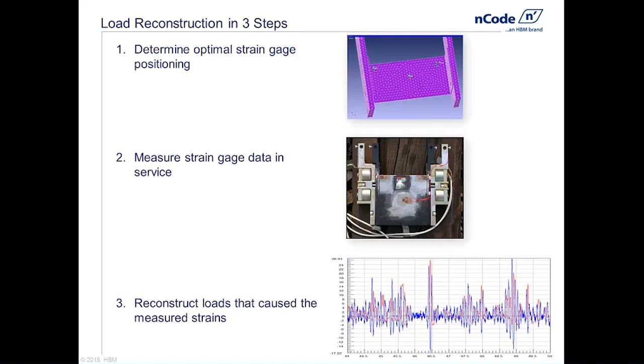So really 3 steps. 1 is figure out where should gauges go. Step 2 is measure strain gauge data. Step 3 is reconstruct the loads. And I'm going to focus today on how to do steps 1 and 3. So I'm not going to get into the detail of how do we actually measure strain data in the field. That's a bit out of this topic here. But HBM as a company has all kinds of beautiful strain gauges and data acquisition hardware, robust field data acquisition units, and so on that will help in step 2. I'm going to focus on steps 1 and 3 now going forward.